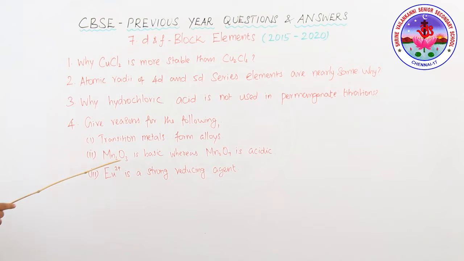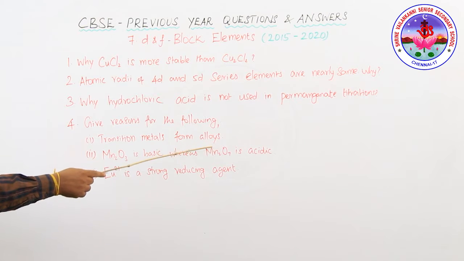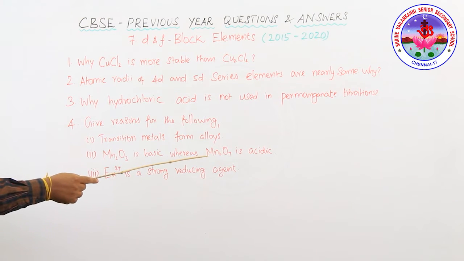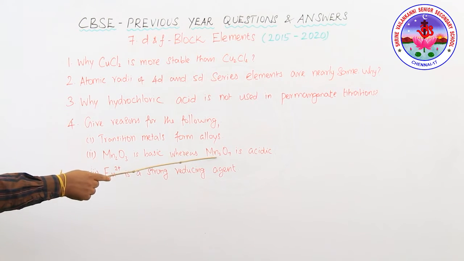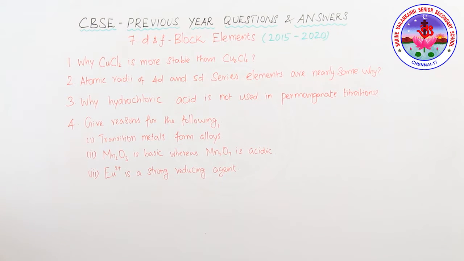I will repeat this answer. Mn2O3 has the +3 oxidation state and reacts with water to form Mn(OH)3. That is why it is basic in nature. In the case of Mn2O7, it has the +7 oxidation state, so it forms permanganic acid, and this shows acidic nature.